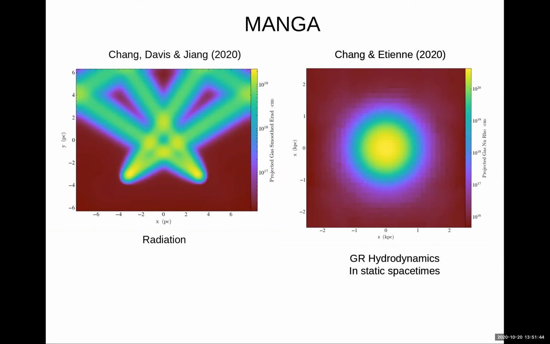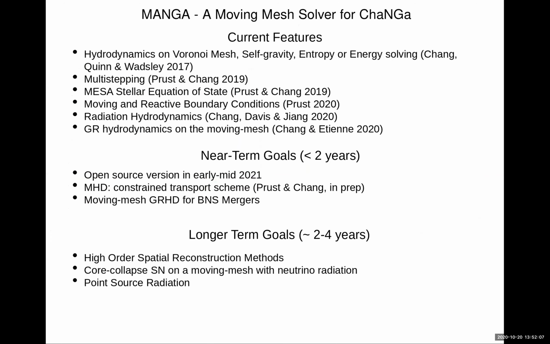So what we have is we actually solve the full time-dependent radiation equations, but using the reduced speed of light approximation in order to keep the time step from going crazy. And the other one that we are able to do is basically we can do some GR hydrodynamics in static spacetimes at this point, right? So this is basically work that I recently did with Zach Etienne. Okay, all right. So let me talk a little about some of the current features.